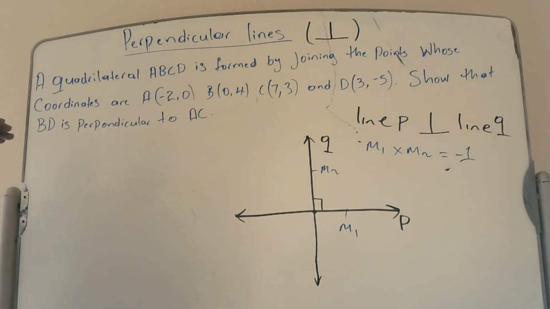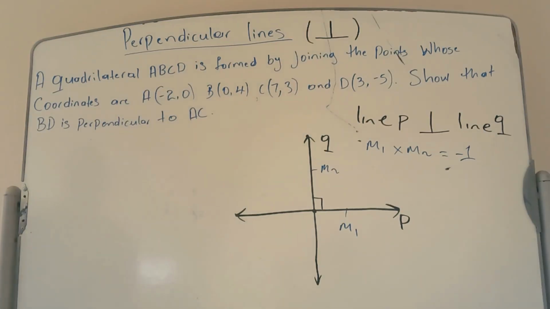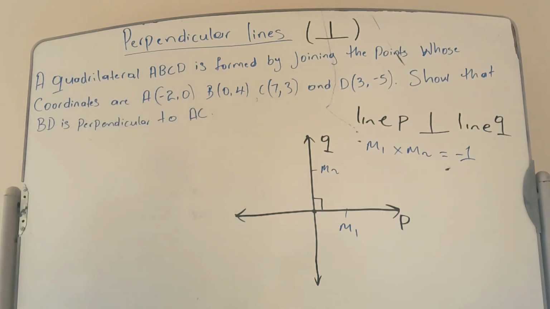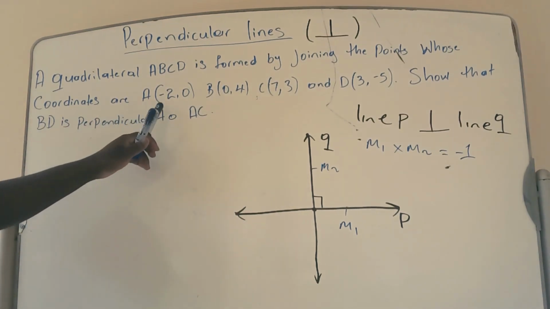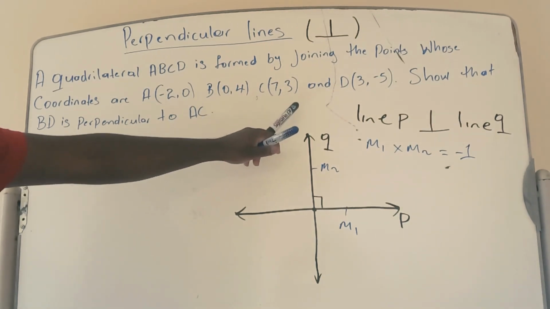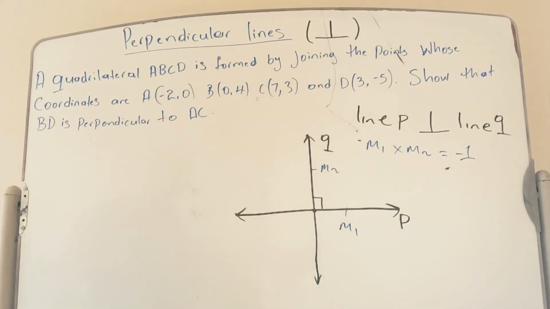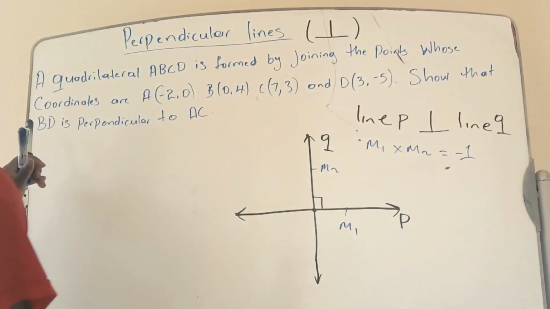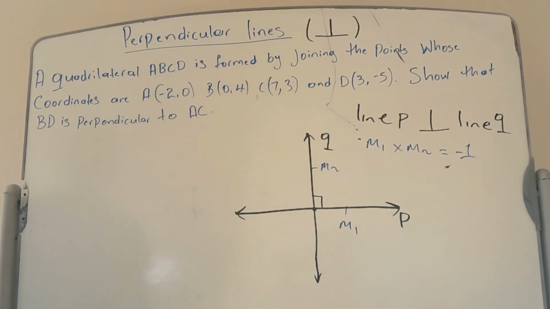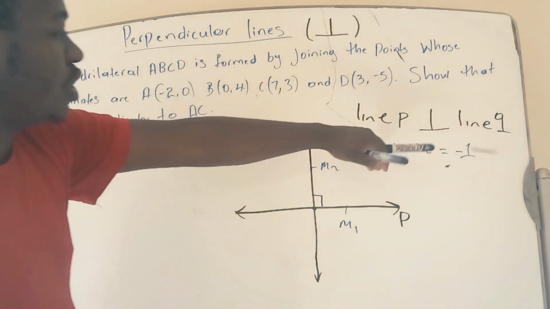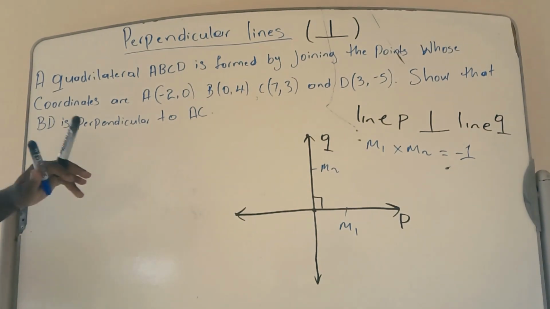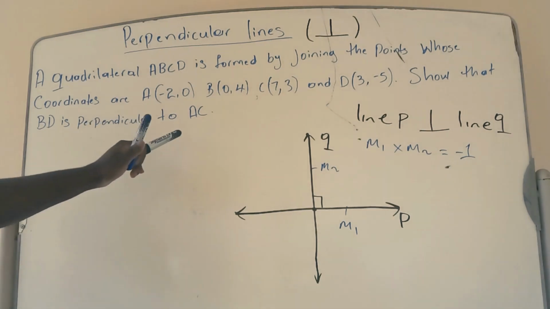Let's look at a typical question. Now, a quadrilateral ABCD is formed by joining the points whose coordinates are A(-2, 0), B(0, 4), C(7, 3), and D(3, -5). Show that BD is perpendicular to AC. Now, how can this information help us to show that BD is perpendicular to AC?